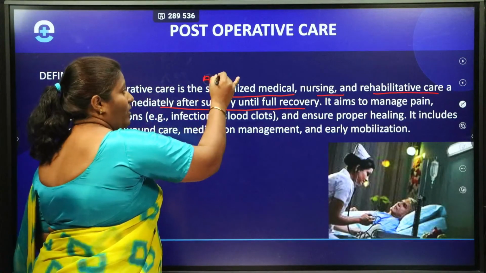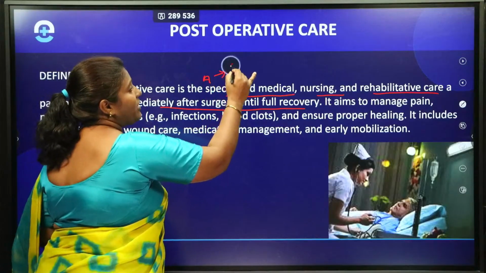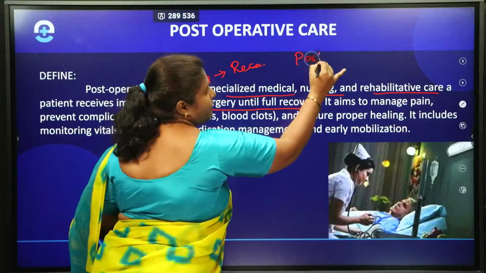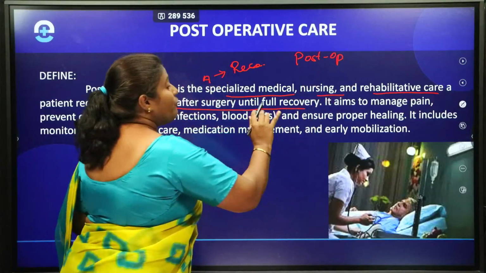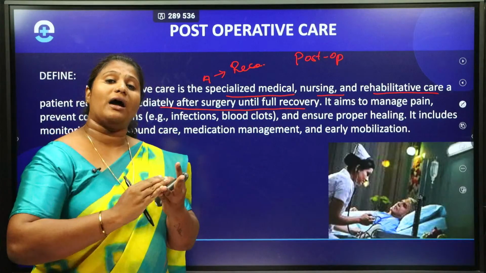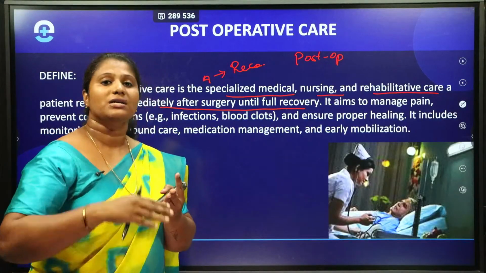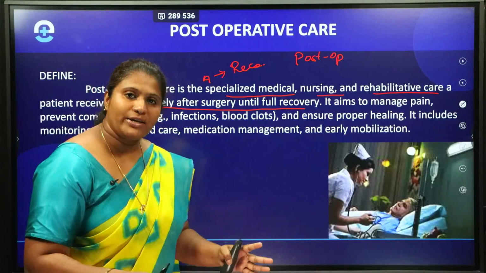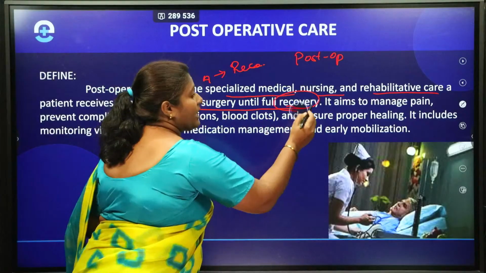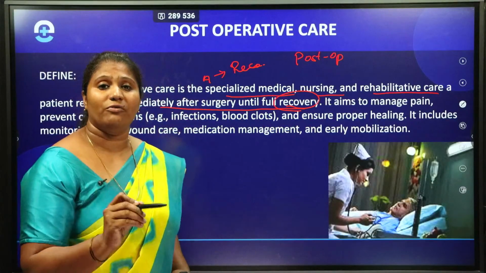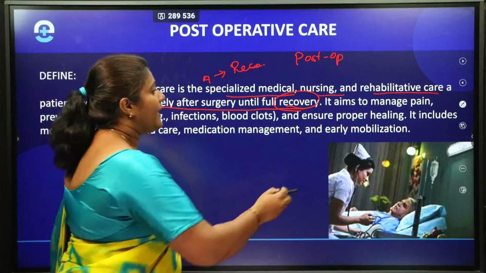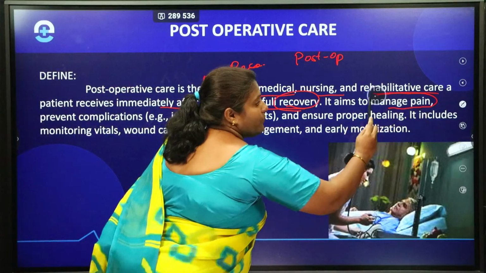Postoperative means after the surgery, once they are shifted from the recovery room to the post-operative room, until their full recovery: until their wound heals, until they come out of unconsciousness, until they are ambulating. Until full recovery, the nurses have to give nursing care to the patient. That is called postoperative care. What are the aims of postoperative care?